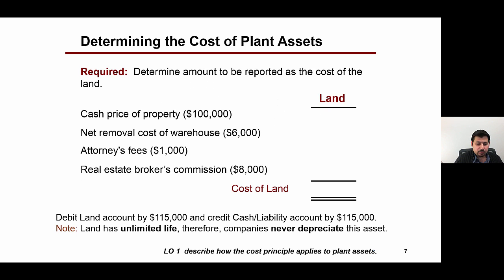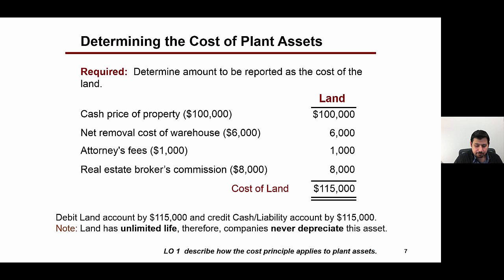So once again, the costs that are added are cash price, net removal, attorney's fee, and broker's fee, and the total amount is $115,000. So the company will continue reporting the land at this cost until it is sold. Let's say here that all the costs were paid in cash, so the company will debit land $115,000 and will credit cash $115,000. If part of the amount was paid in cash and the rest in liability, it will be crediting cash and liabilities instead.